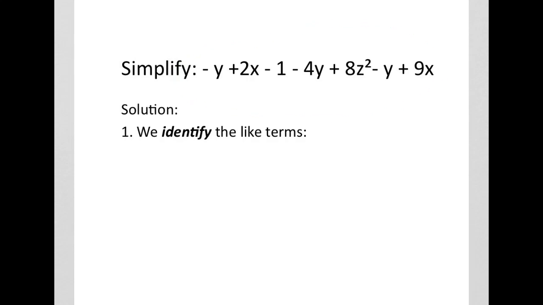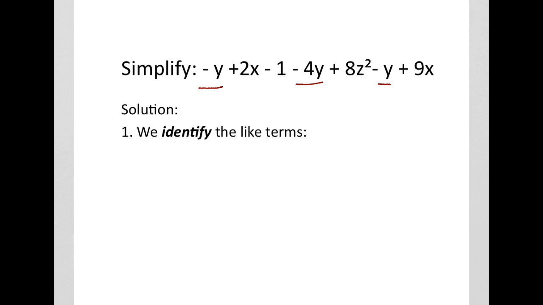So, first step, we identify like terms, just like we did in the first expression. Looking at our like terms here, we notice that we've got a negative y, negative 4y, and negative y. Since our y's are all negative, I like to leave the negative part of the like term. It just makes it easier to solve and doesn't get more messy.